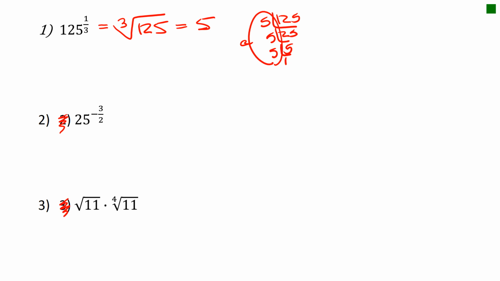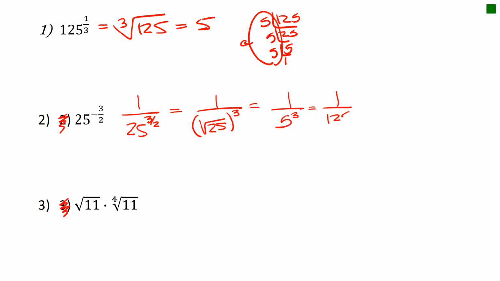The negative here still means 1 over 25 to the 3 halves. So you got some options on this one, but the way I would probably go about this is I would say it's the square root of 25. Now here's one thing I didn't tell you. You can put the power outside. So the square root of 25 is 5, and then I'm going to cube that, and so I'm going to get 1 over 125. You don't have to do the cube first.